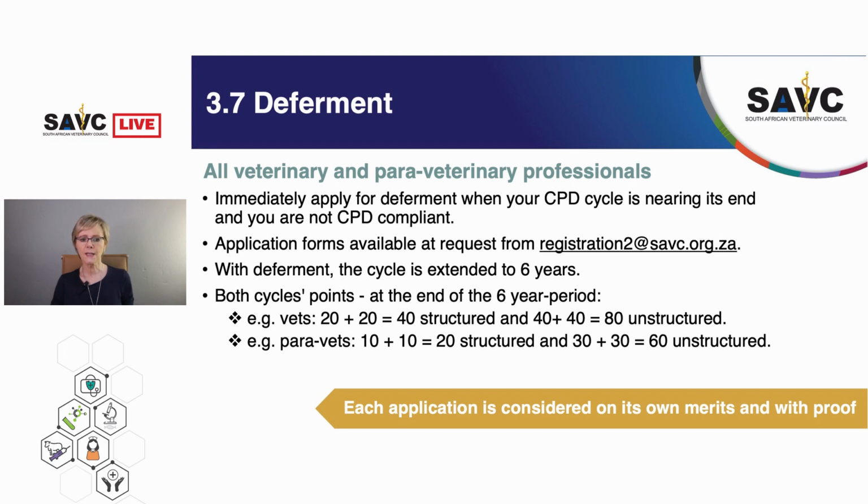Both cycles' points then need to be accumulated by the end of the 6-year period. For instance, with vets, 20 and 20 amounts to 40 structured, and 40 and 40 to 80 unstructured points. For paravets, 10 and 10 amounts to 20 structured, and 30 and 30 to 60 unstructured points.